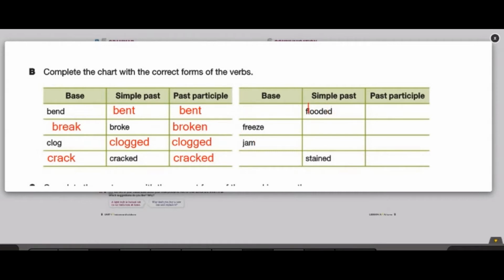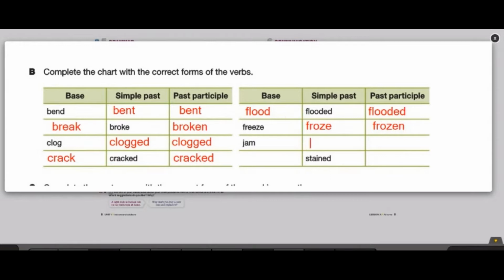The simple past is floated. What's the base form? Float. And the past participle? In this case, we do pronounce the letter E. Floated. Okay. The base form is freeze. The simple past? Froze. And the past participle, the name of the movie? Frozen. Yes, the name of the movie.